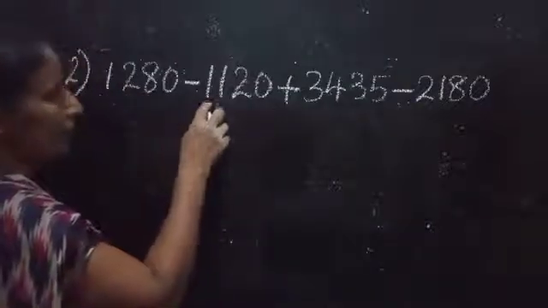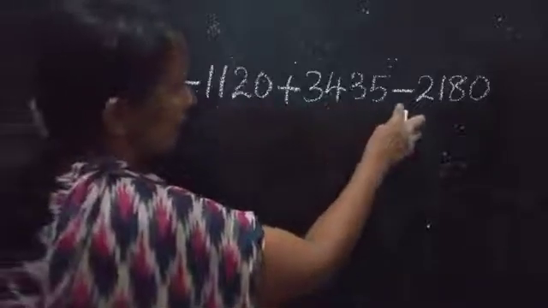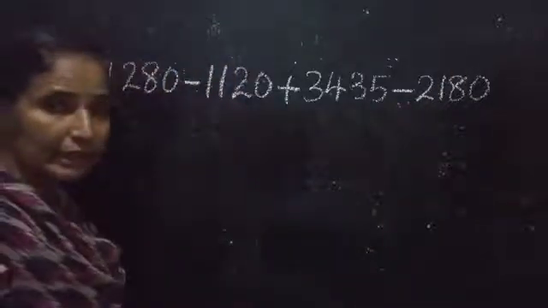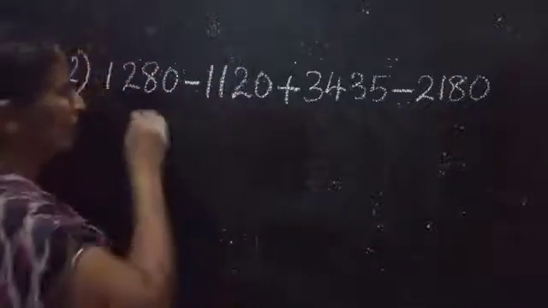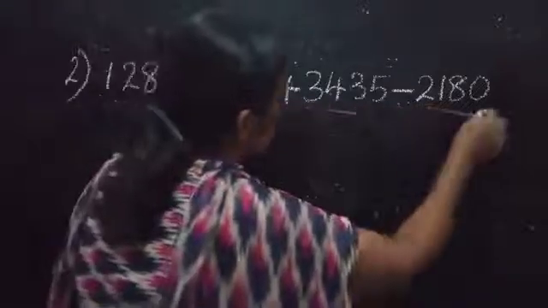1,280 minus 1,120 plus 3,435 minus 2,180. 4 numbers are given there, isn't it? So this is plus, minus, plus, minus.